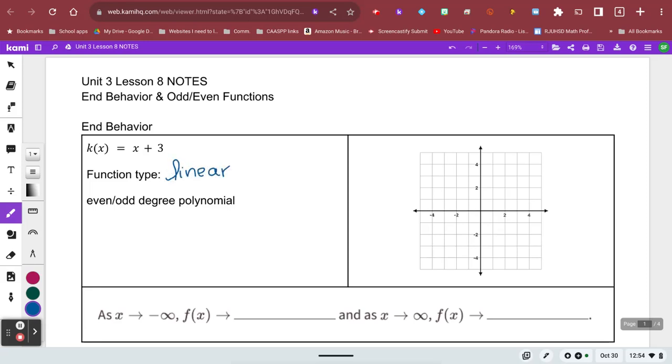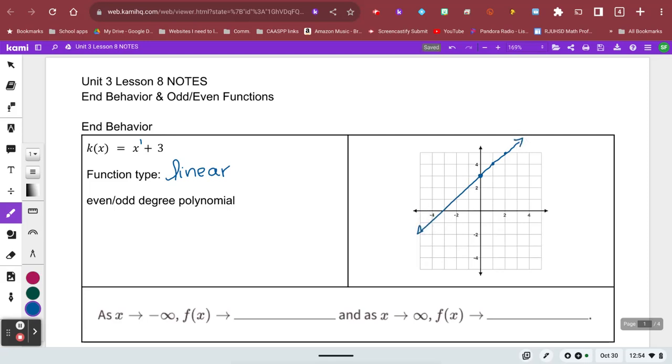So this one is a linear because the x is to the first power. Anything to the first power is a linear. We graph it, it crosses the y-axis at 3, and the slope is up 1 to the right 1, and it's just a straight line.